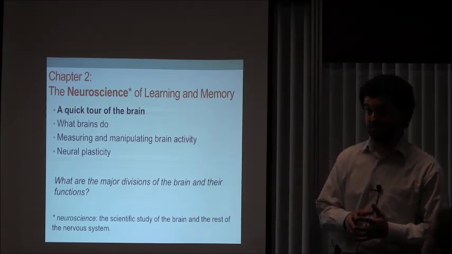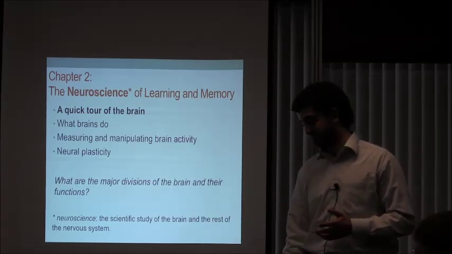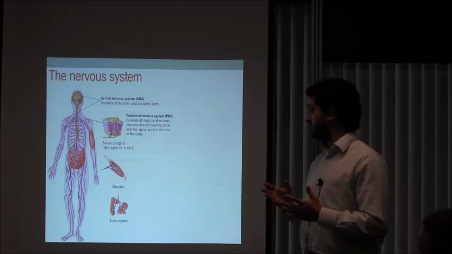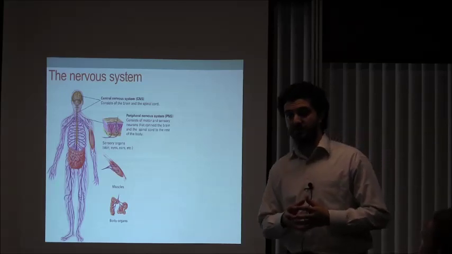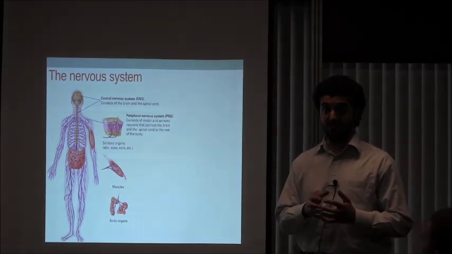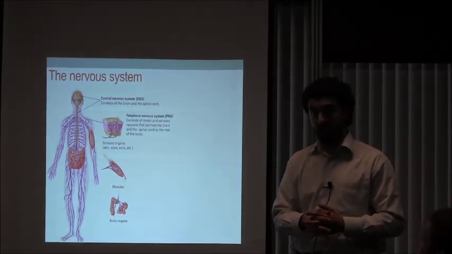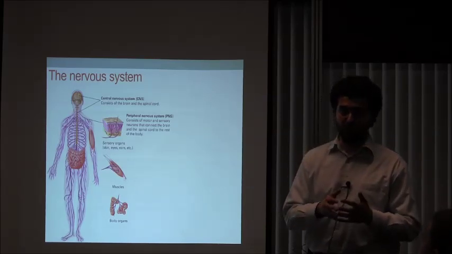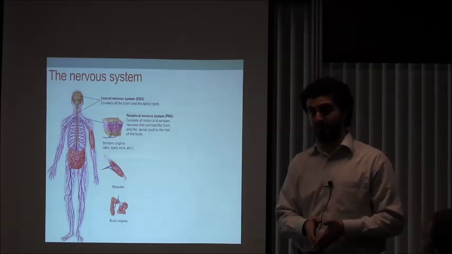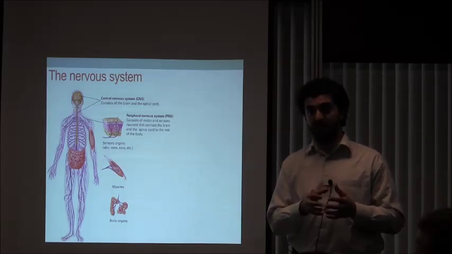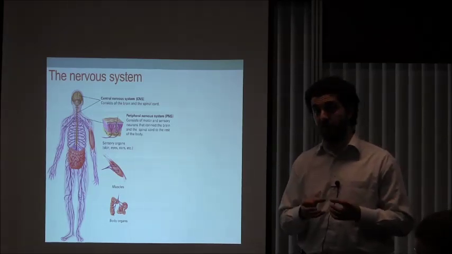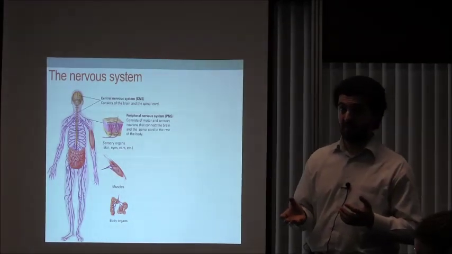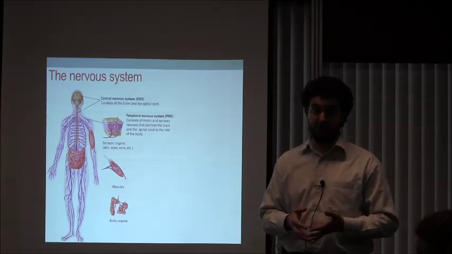So what are the major divisions of the brain that we're going to be discussing today? Okay, as you can see here, in general, the nervous system of vertebrates, and by vertebrates I don't necessarily mean humans. Humans, monkeys, dogs, rats are all vertebrates. They possess a vertebral column, okay? The nervous system in vertebrates is composed of two major components. The first one is called the central nervous system, and the second part is called the peripheral nervous system.